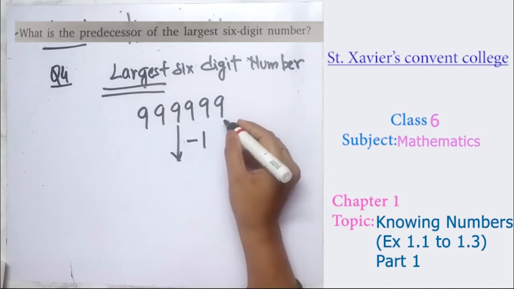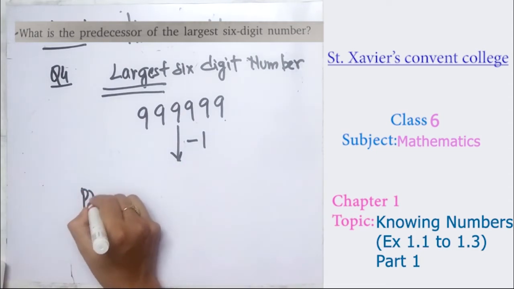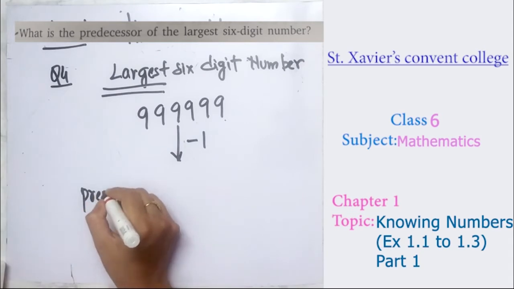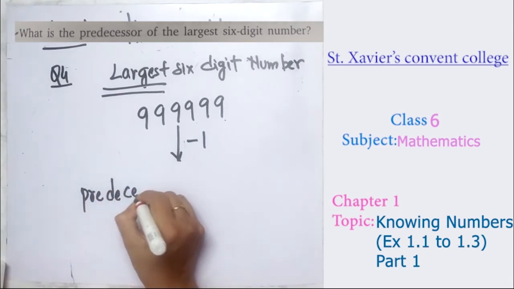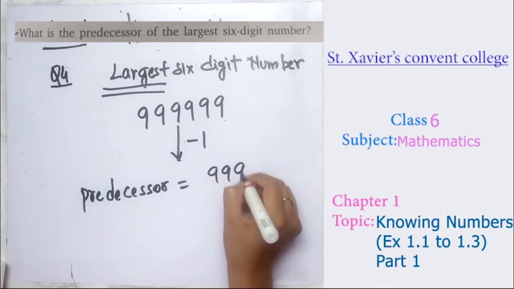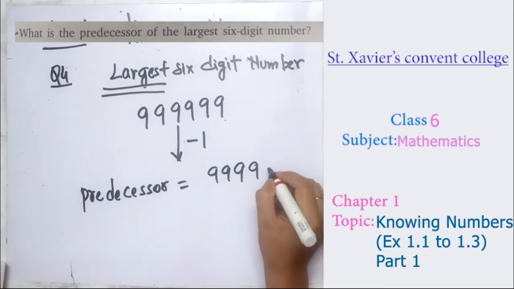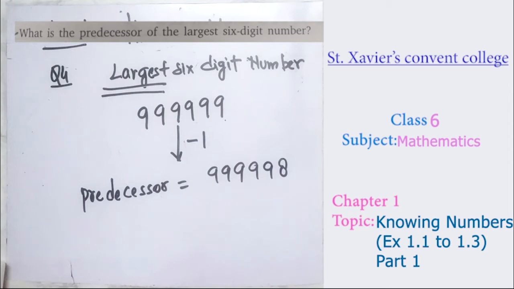So the predecessor of this number is -1. You have to subtract 1 from here. So the predecessor of this number is 99999, that is 8. The predecessor of this number is this.